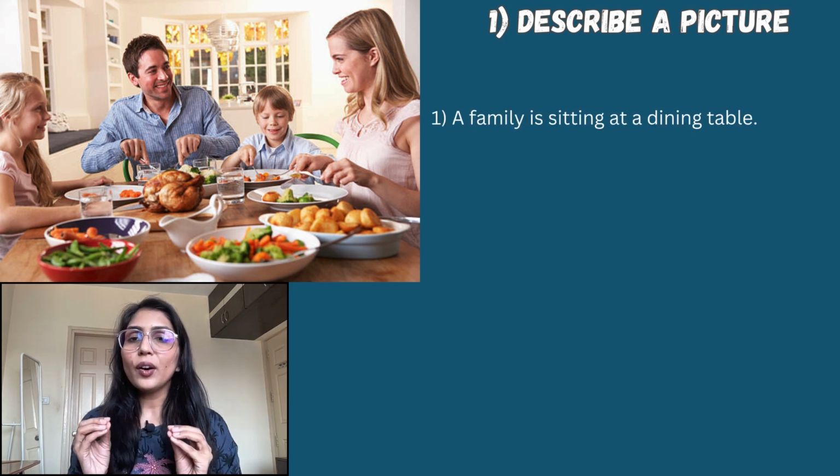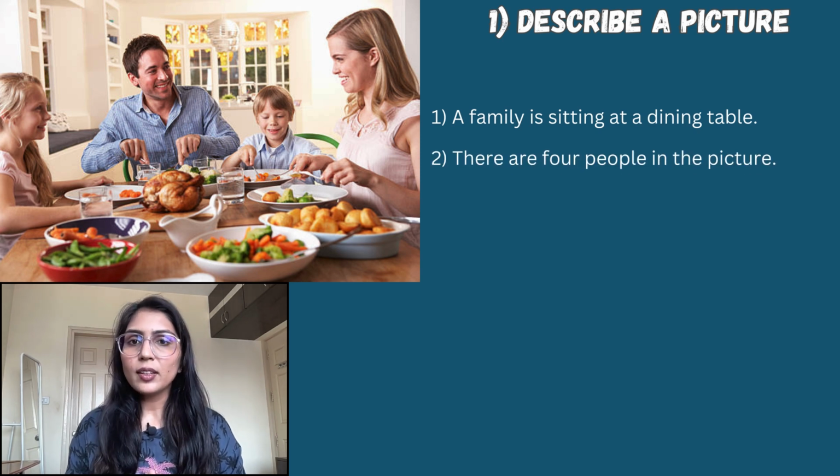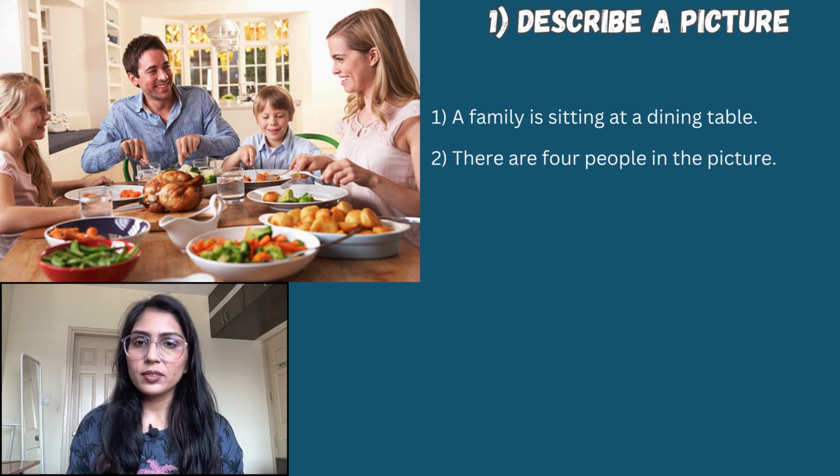On my screen, you can see one picture. I will make some sentences about it, and also I will tell you how I am creating sentences. First, see this picture carefully and start with what you see overall. I can see a family is sitting at a dining table. This is one sentence. A family is sitting at a dining table. Second sentence we can make, talk about number of people. There are 4 people in the picture.